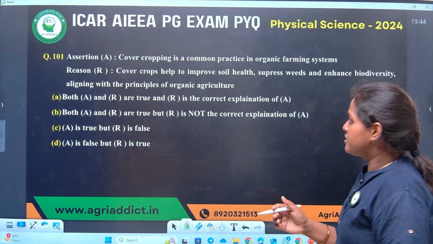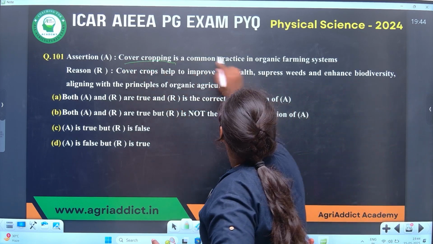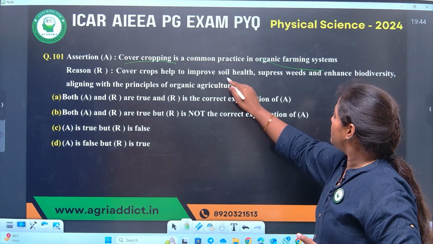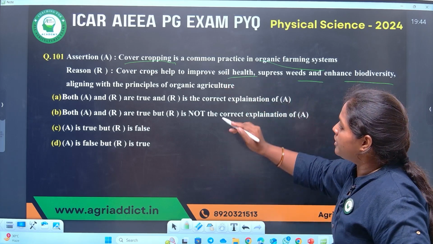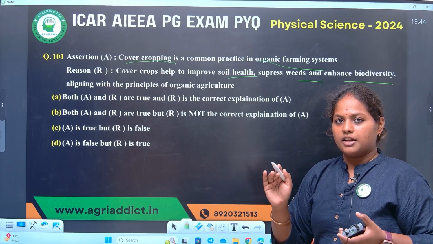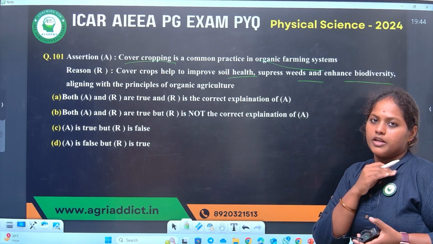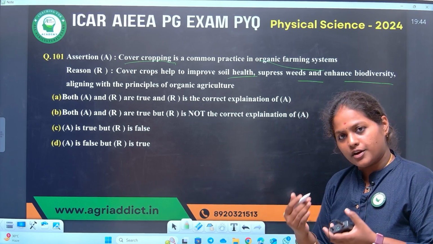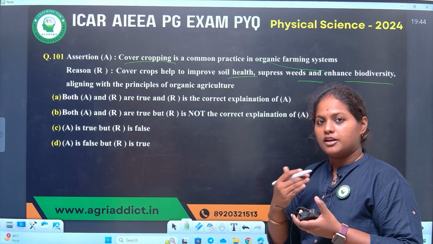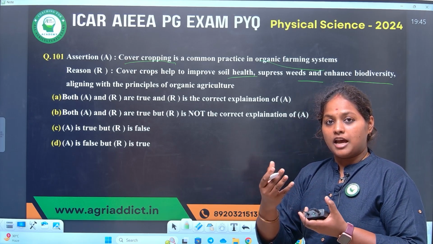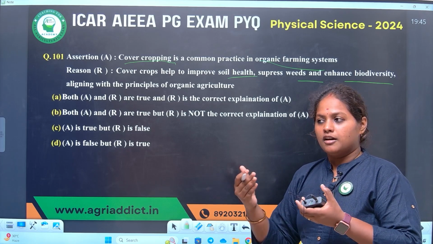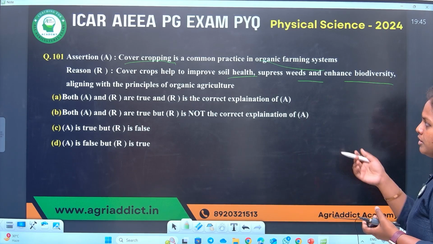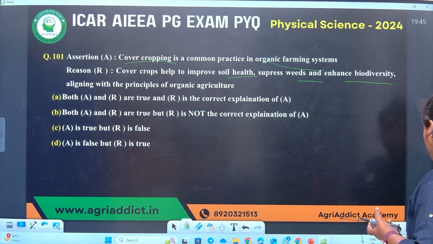Question number 101, assertion. Cover cropping is a common practice in organic farming system. True. Cover crops, what will they do? They will improve the soil health, suppress weeds and enhance biodiversity, aligning with the principles of organic agriculture. They will act as a mulch. They prevent soil from getting eroded. They conserve soil moisture. They regulate the temperature. They prevent weed growth. They act as habitats for different insects, pollinators, different microbes also. In that way, they will improve the soil quality. Both are true, and R is the correct explanation for assertion.